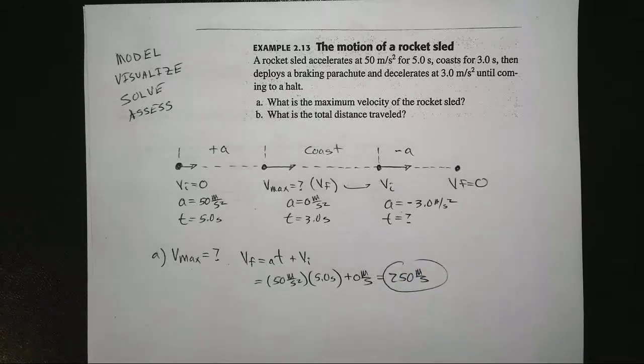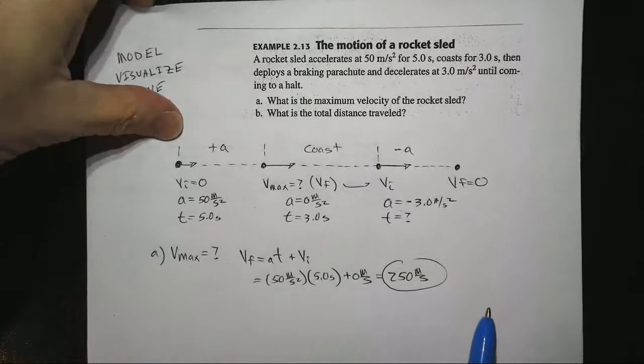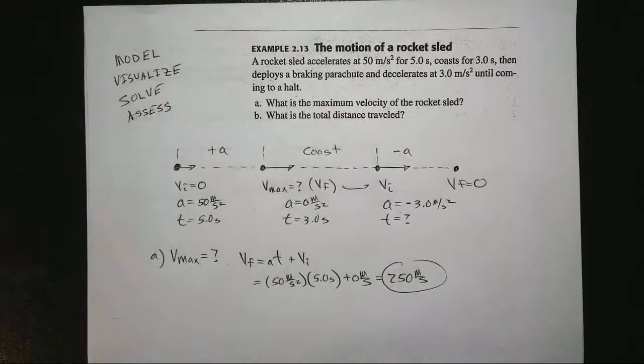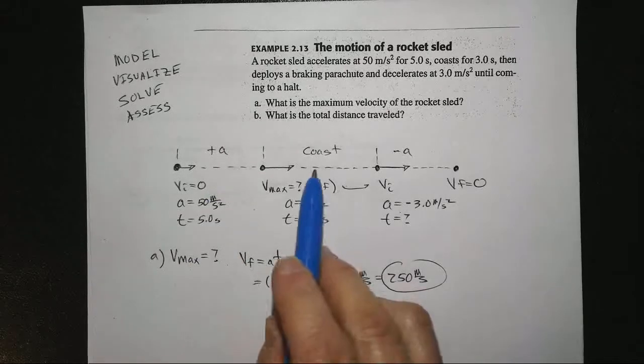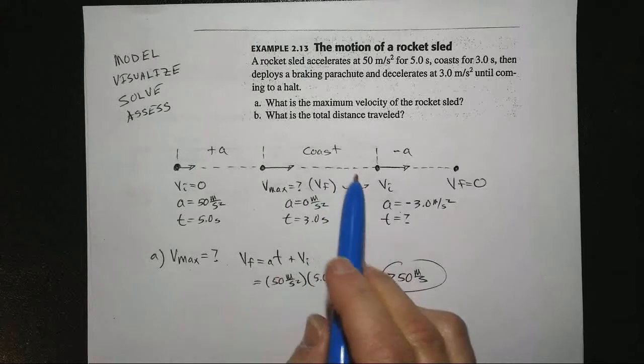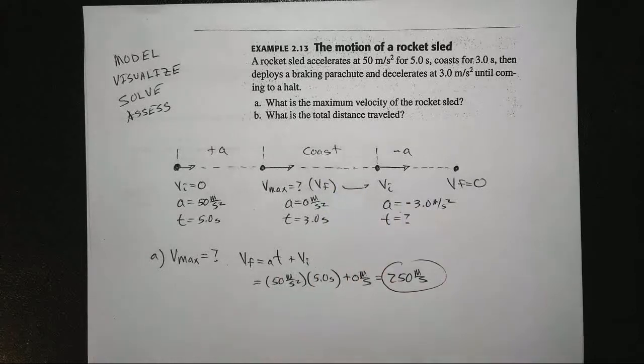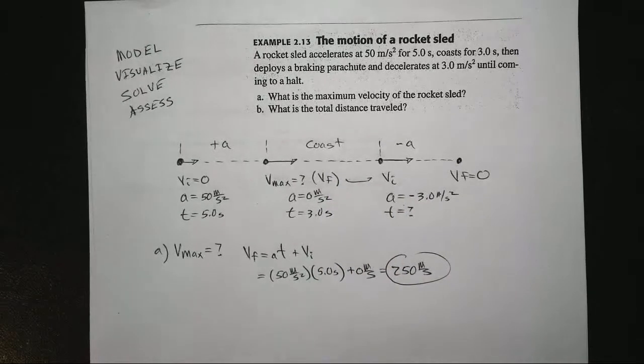Okay, simple enough. Now, the next thing we want to figure out, what we're after in part B, is the total distance traveled. Well, to get the total distance traveled, we've got to find three displacements. The displacement during the positive acceleration, then the displacement while we're coasting with no acceleration, and then the displacement as we slow down and come to a halt. So let's find what we're going to call delta x1.